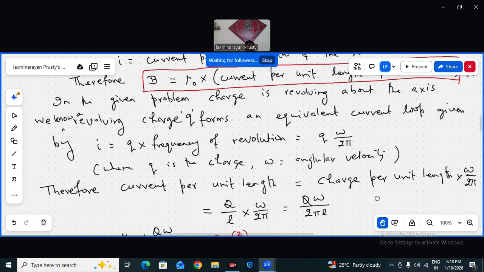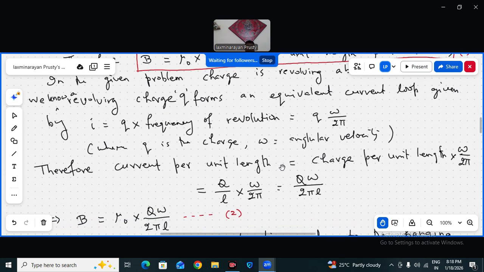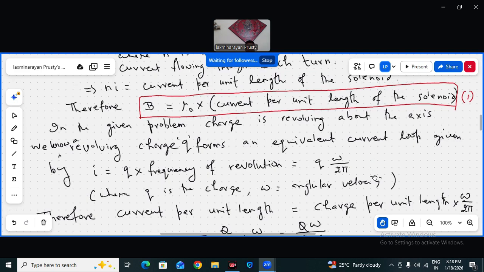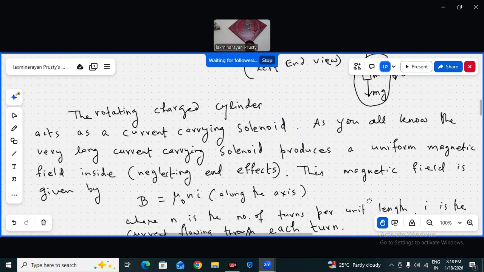So the current per unit length of this solenoid, of that cylinder, will be how much? Charge per unit length into omega by 2 pi. Yes or no? So that is q by L, charge per unit length, into omega by 2 pi. Q omega by 2 pi L is the current per unit length along that solenoid, because the cylinder will act as a solenoid.